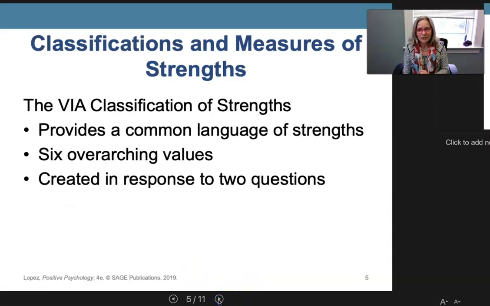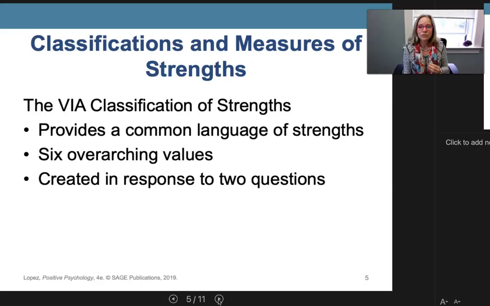The VIA is the other classification of strengths, and I want you to become very familiar with the VIA, the Virtues in Action, because it also provides a common language of strengths. You'll take that as one of the assessments. It's a free inventory. The Clifton Strengths Finder you have to pay for.